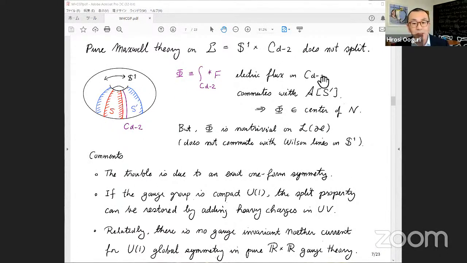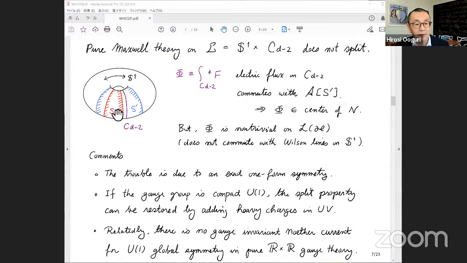Suppose you have this kind of torus-type situation where you have S1 and some compact space of dimension D minus two. So the total space is D dimensional, time is one dimensional, and you split the D minus one spatial directions this way. Suppose you have pure Maxwell theory. Then there is an electric flux going through it, and this is conserved. And this electric flux commutes with the space of local operators that I define this way.